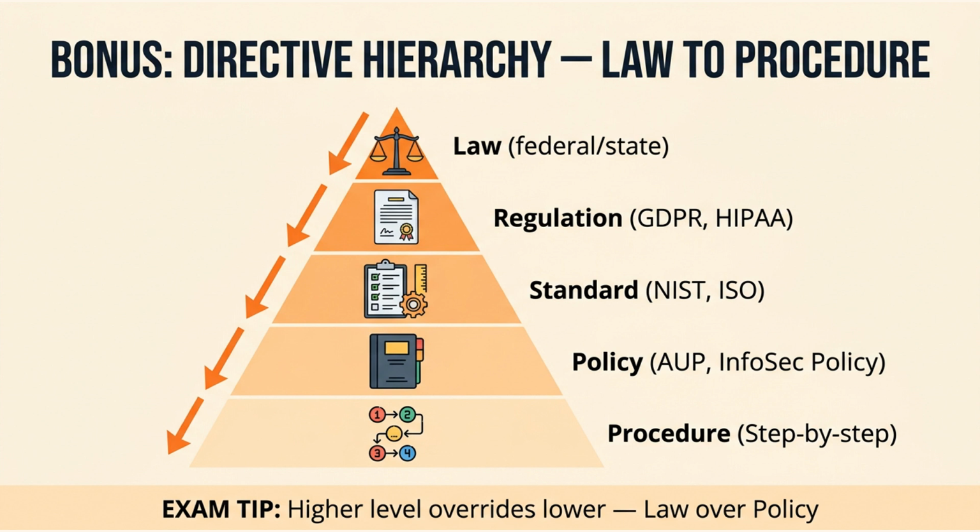Law on top. Then regulation, like GDPR or HIPAA. Then standard, like NIST or ISO 27001. Then policy, like acceptable use policy or information security policy. Then procedure, which is step-by-step how to do it. Exam tip. Higher overrides lower.